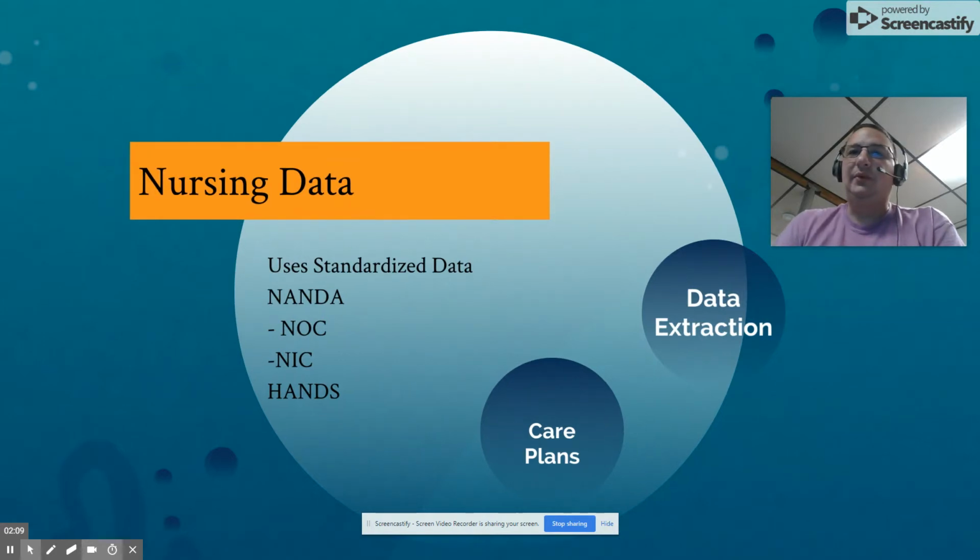So nursing data, we said, is standardized data. So we're all very familiar with our NANDAs and our nursing outcomes and our nursing interventions to support the outcomes, to support the NANDA, to improve patient care. And the HANS formula or the HANS data extraction model or mining model is something that is easily used, and we're going to take a look at that in just a couple of minutes here.